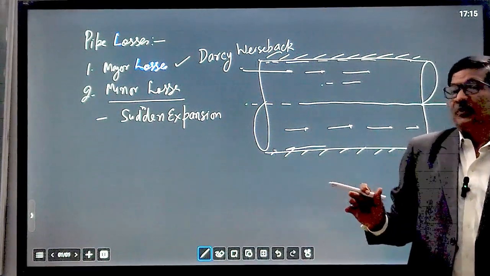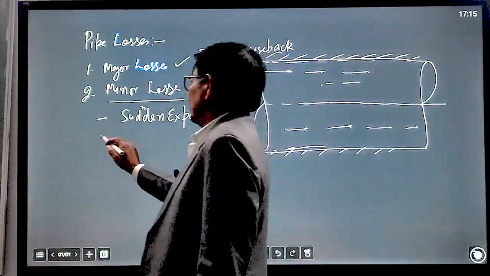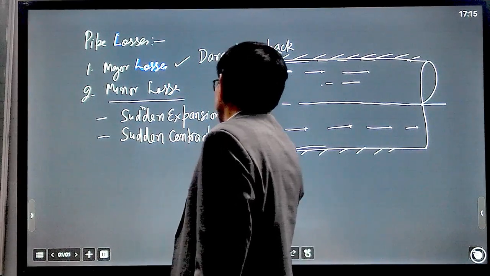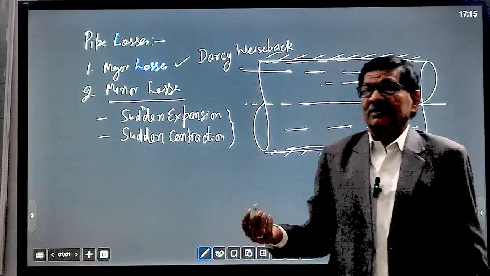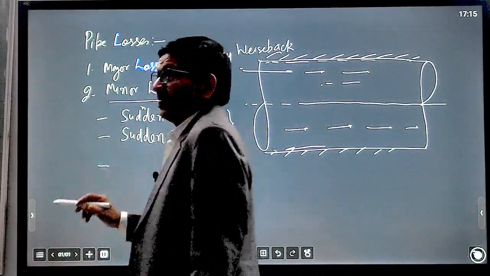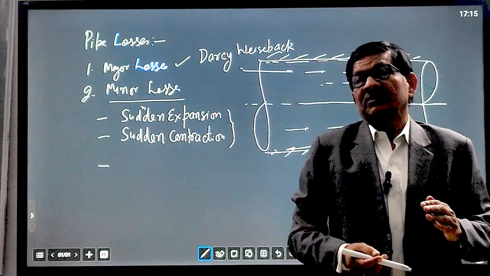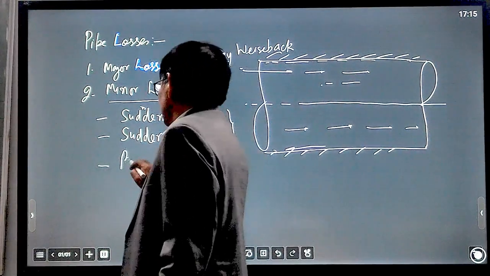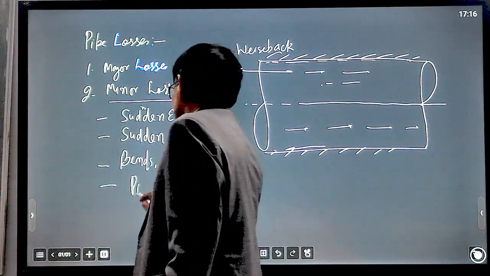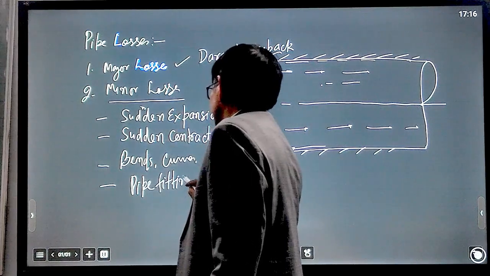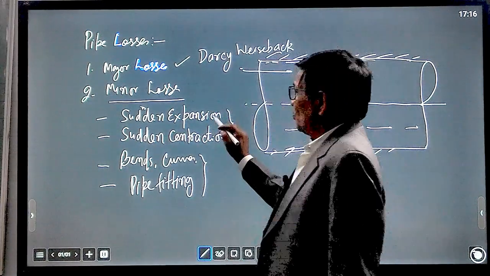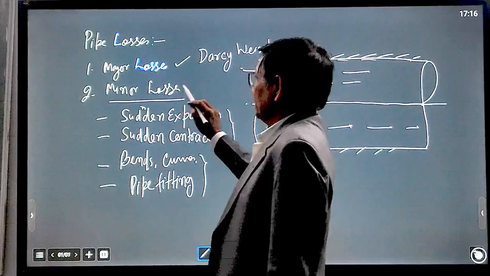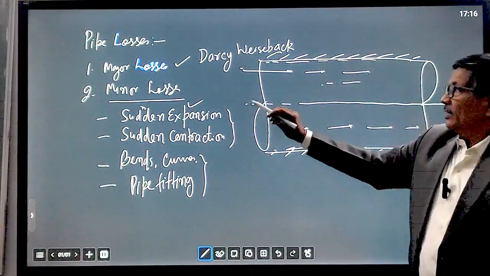And minor losses are due to, number one, sudden expansion of pipe, when fluid moves from low area to high area, from a low diameter to a high diameter pipe, and sudden contraction. These are two dominant minor losses. Other losses are due to obstruction during flow of the fluid through the pipe. These are obstructions in terms of bends, curves, pipe fittings. These are minor losses.